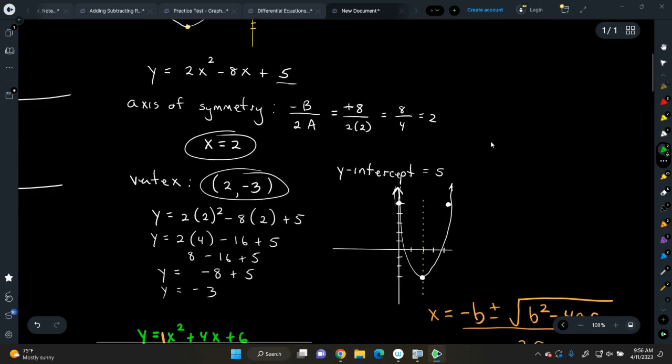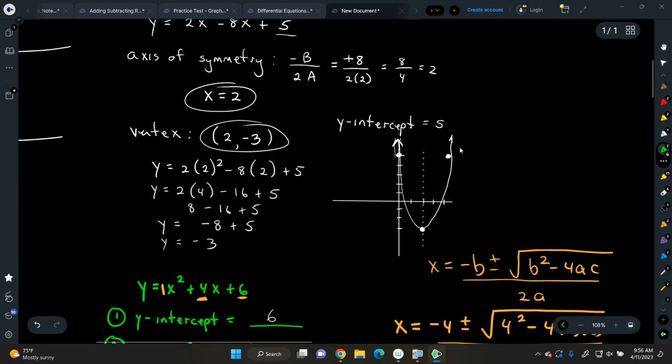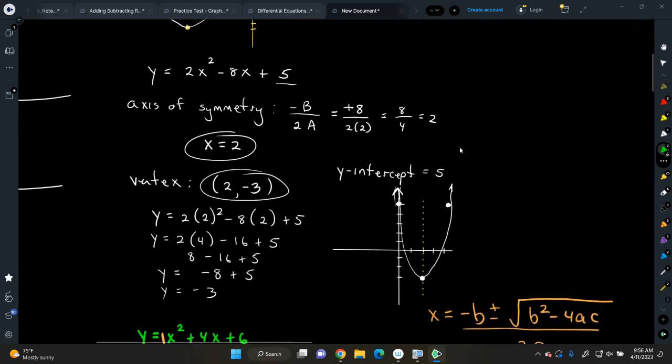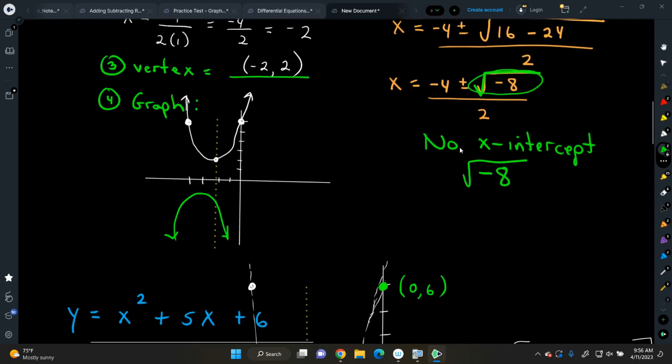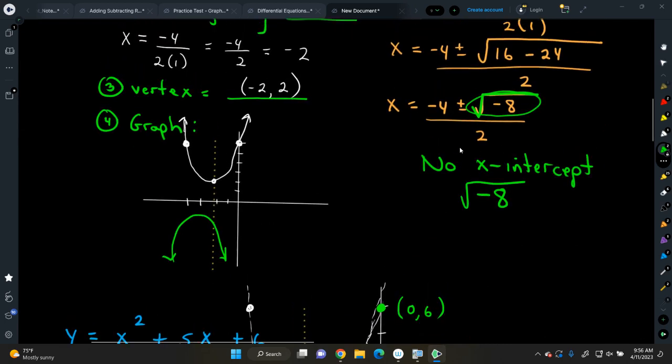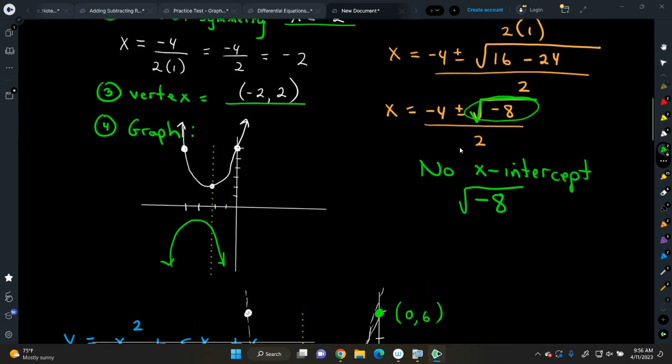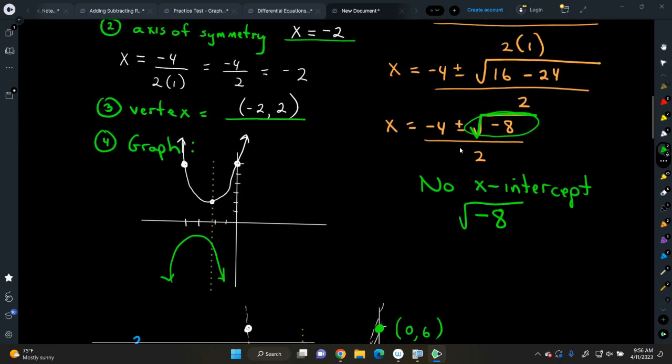Okay, let's do this one up here, right? We graphed it already. What would happen if I did a negative? You remember how when it's upside down? So the a is negative. But would that change anything? Could you still solve it? Yes, you can still solve it.